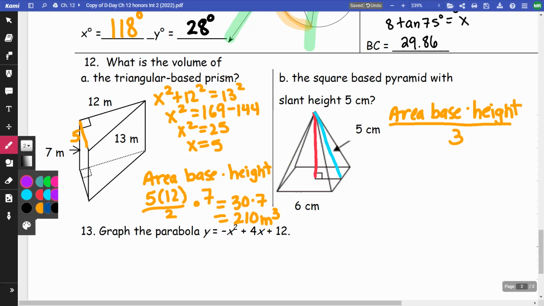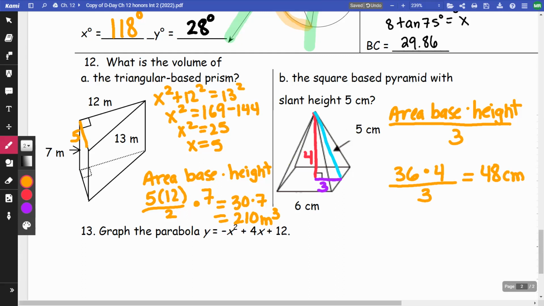I also know that going from here to here is going to be half of that distance, which is going to be a 3. So using Pythagorean, this is going to be a 3, 4, 5 right triangle. So my height is going to be 5. So the area of my base is going to be 36. The height of this is going to be 4. I need to divide it by 3. So I basically have 12 times 4, which is 48, and this is going to be centimeters cubed. And that is going to be our answer.